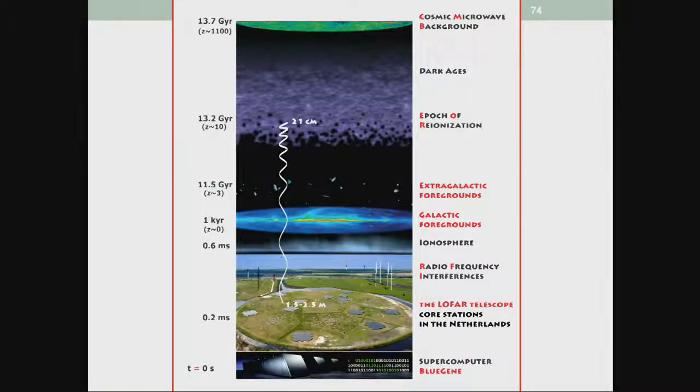The radiation starts at 21 centimeters. This is roughly redshift 10, 7, 8, whatever. And as it comes to us, it gets redshifted from 21 centimeters by a factor of 10. It's about 2 meters. So this is 2 meters astronomy, right? That's the relevant wavelength.